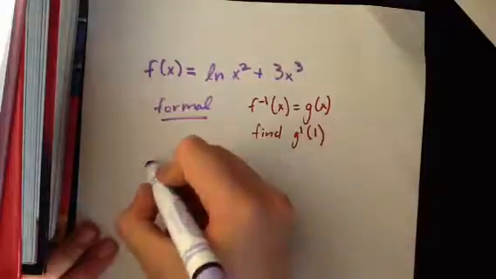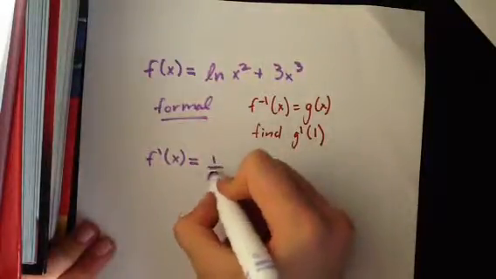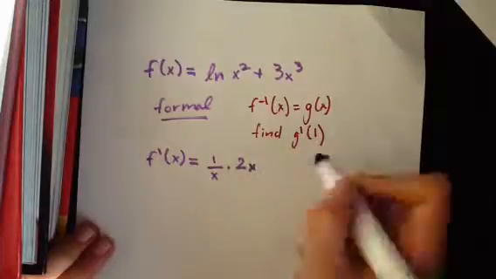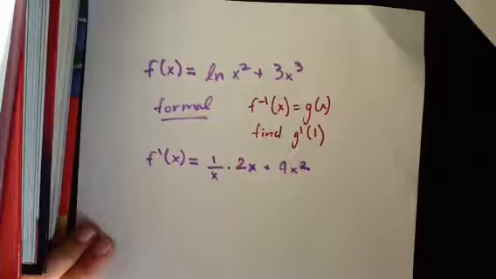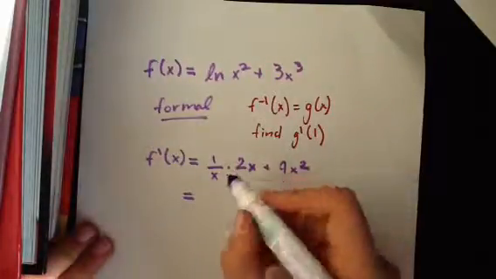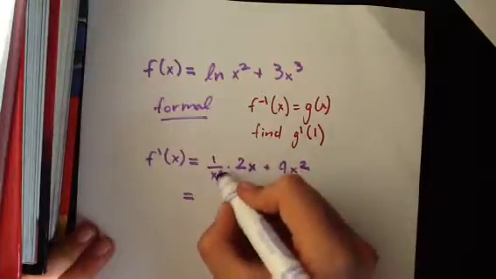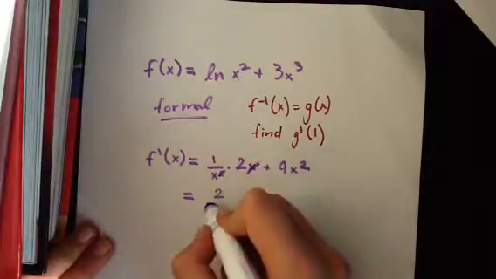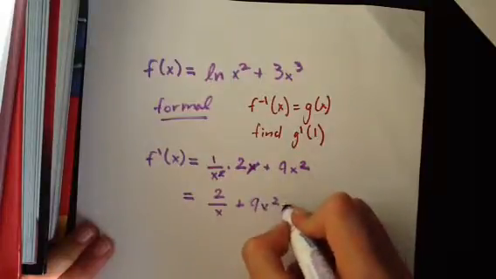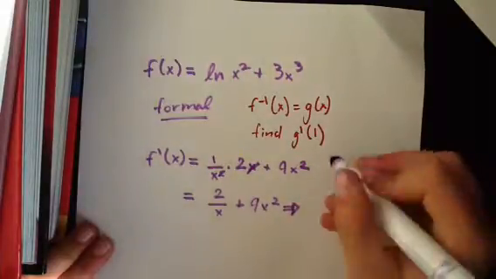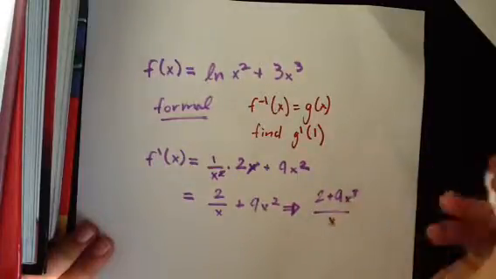For our next, a little more complicated example, we're going to use the formal procedure. So f prime of x is going to be equal to 1 over x squared times 2x plus 9x squared. That should be x squared. I'm going to fix it in a sec. There we go. Okay. So let's simplify that, and we're going to get 2 over x plus 9x squared, and then that's going to be equal to 2 plus 9x cubed all over x.